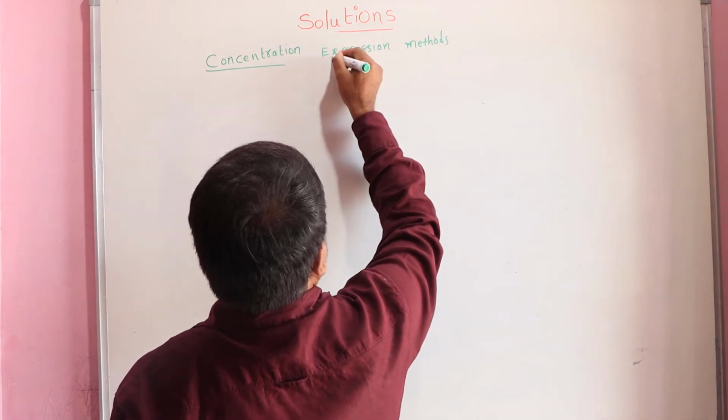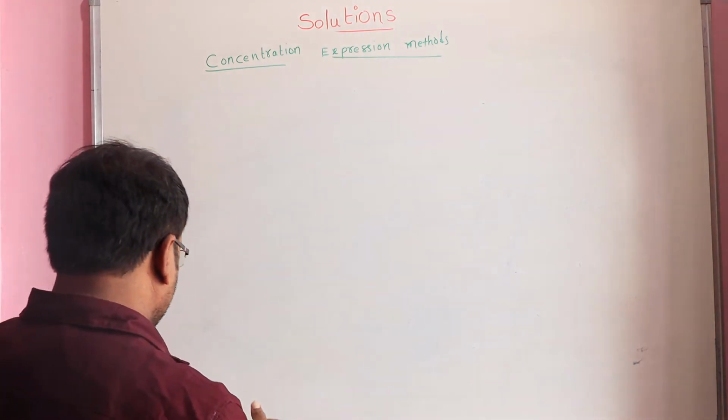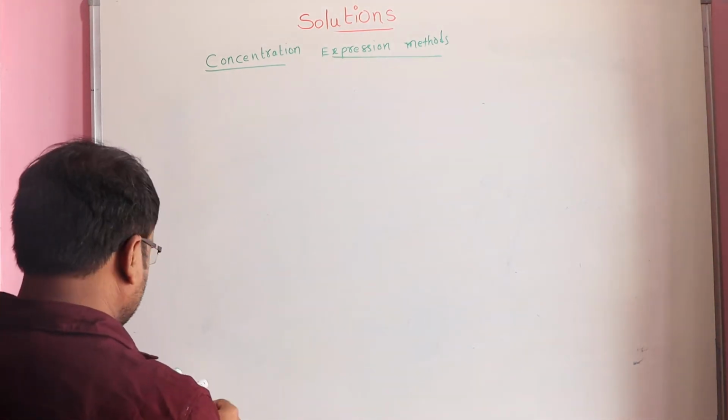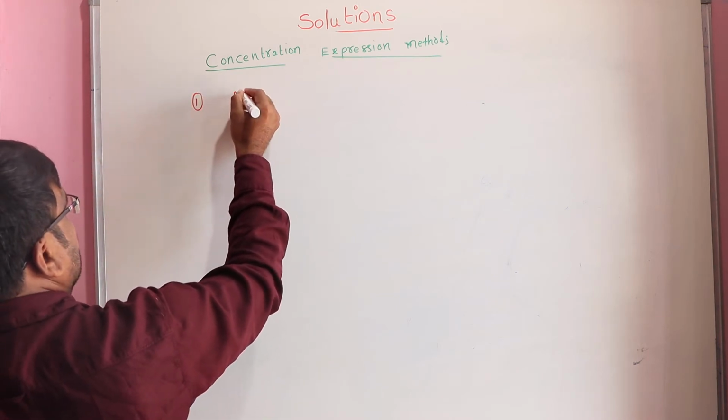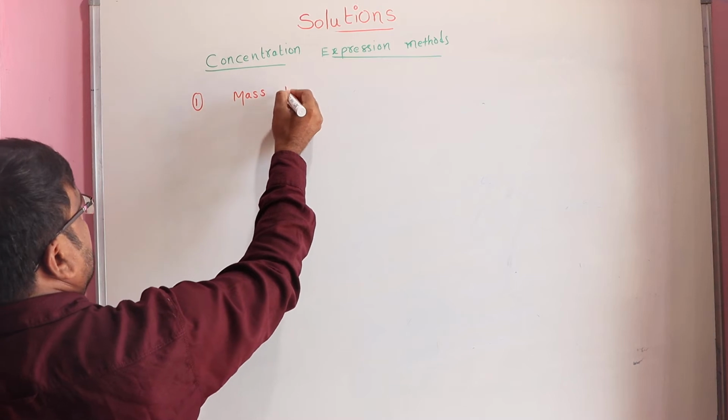To express the concentration, we use so many methods. In that, the first method is mass percentage.